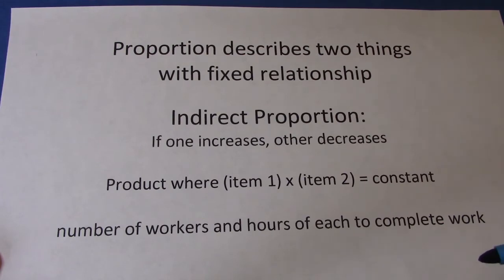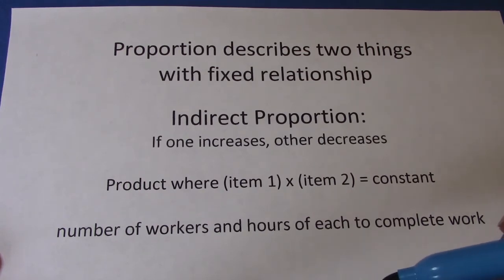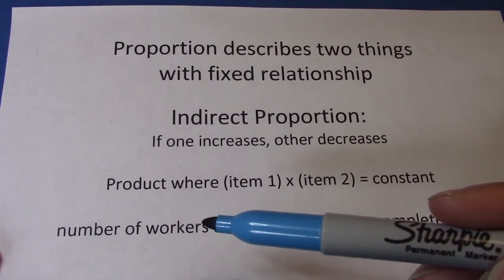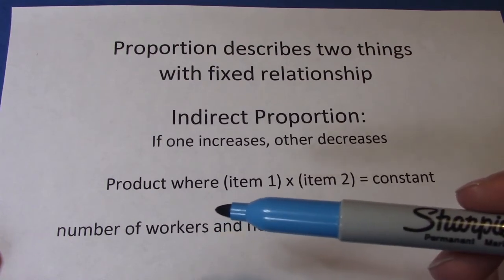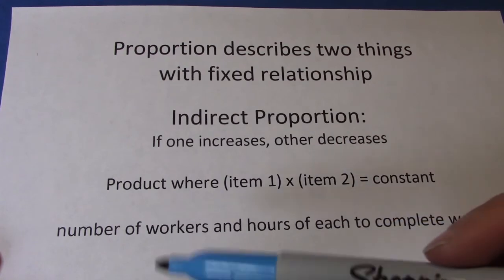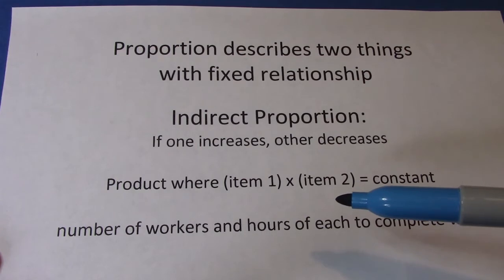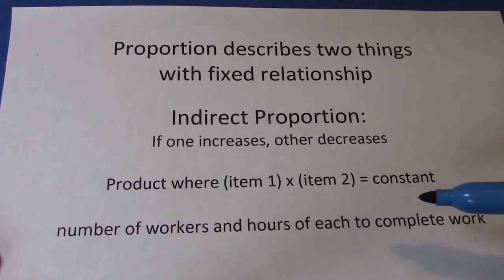The other kind of proportion is an indirect proportion, where if one thing increases, the other decreases. A lot of the examples you'll see of this kind of proportion are workers to get a job done, and it's really the many hands make light work kind of equation. It says that there's a product, multiplication now, where item 1 times item 2 is some sort of constant. It usually refers to the number of workers, that's item 1, and the hours each one needs to work to complete a particular job, the constant.